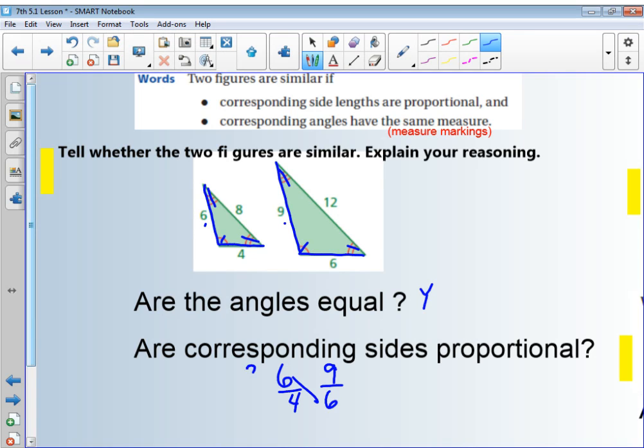6 times 6 is 36. 4 times 9 is 36. Are those equal to each other? Yes. Because I answered yes to both of these questions, these would be similar. Why? They have equal angles. They also have proportional sides. So they must meet both of those. We must have yeses to both of those questions.